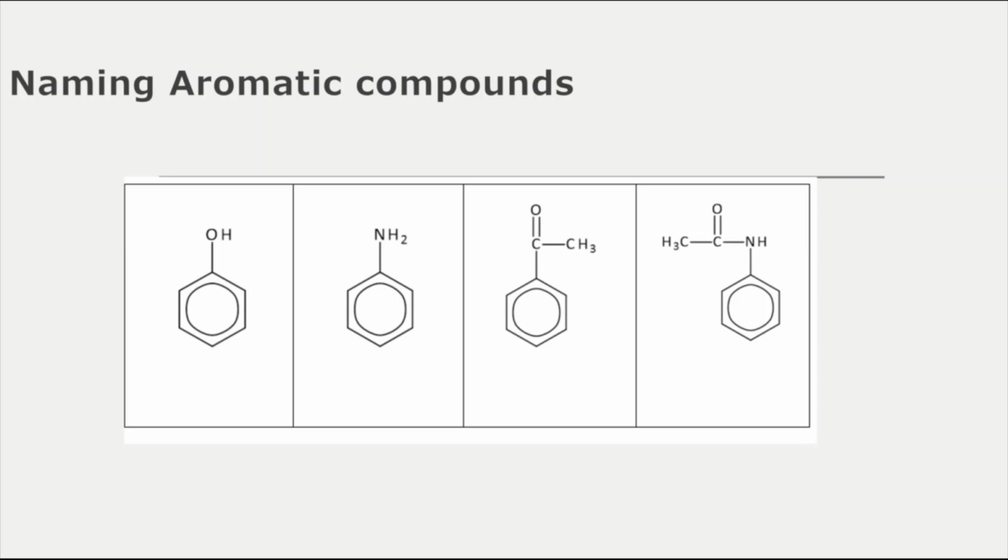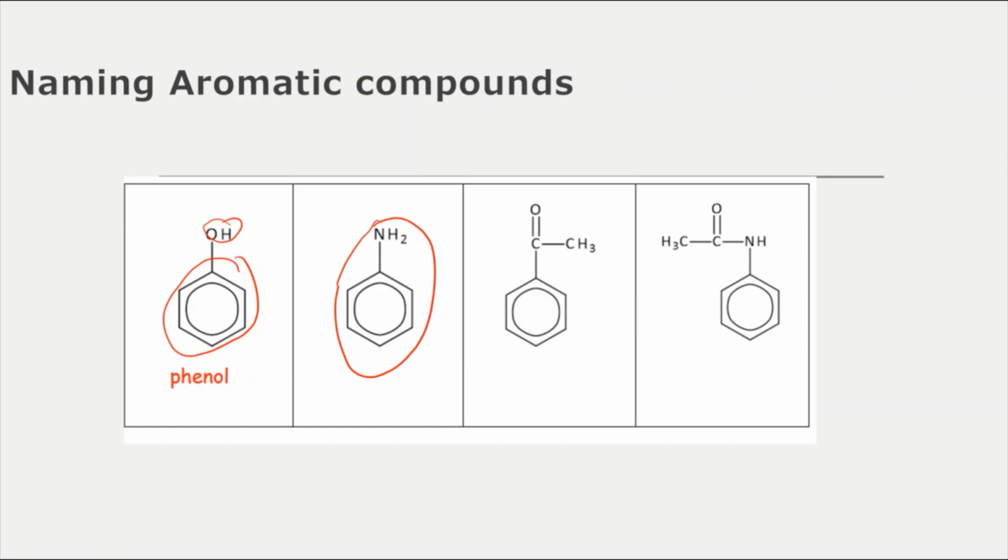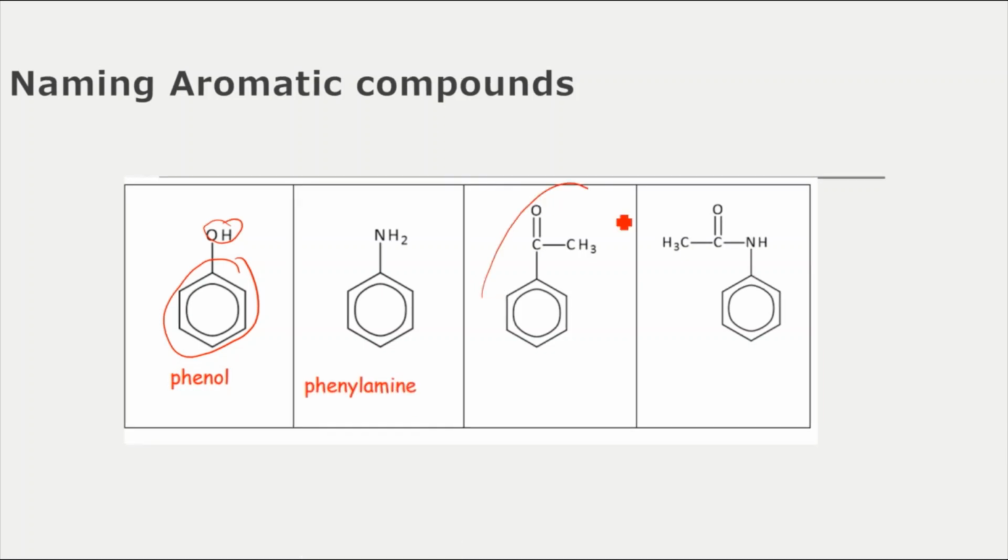But in this case, the benzene is the branch. For example, in the first example, we have the alcohol here. We'll say that this is our main part and that benzene is a branch, so we would call it phenol. This is almost like methanol or ethanol. In the second example, we have an NH2, so this is an amine. Again, the benzene would act as a branch, so instead of phenamine, we call it phenylamine. Then looking at the third example, what I can see is the second carbon.